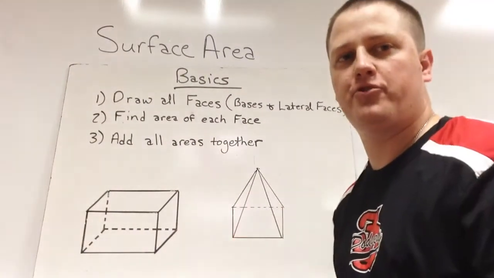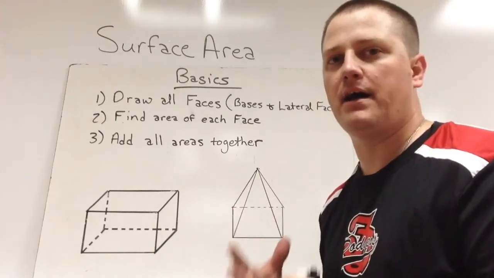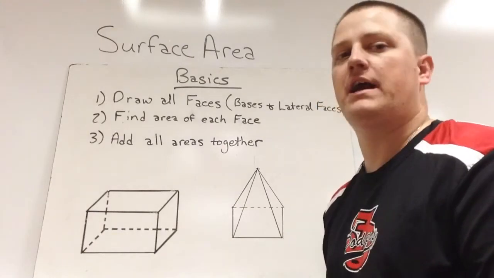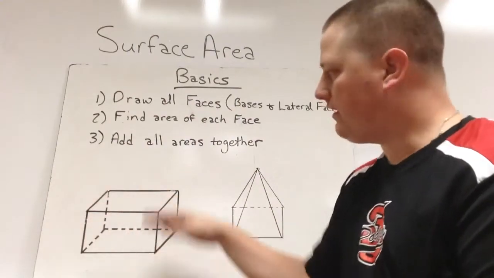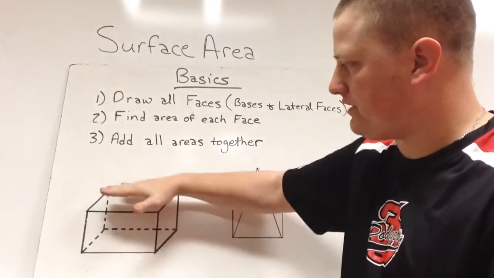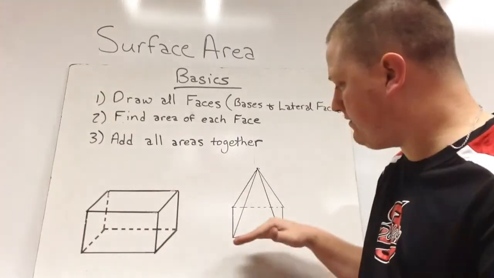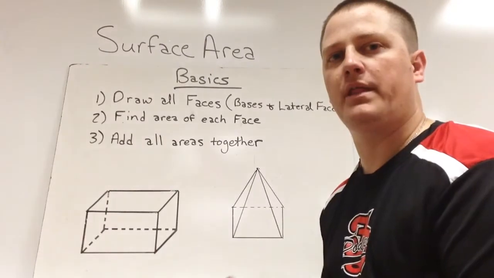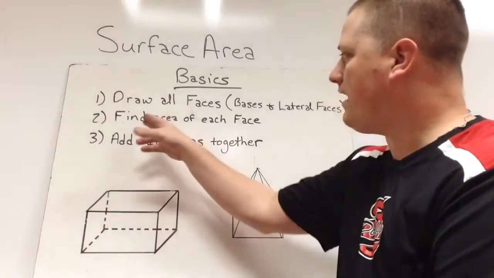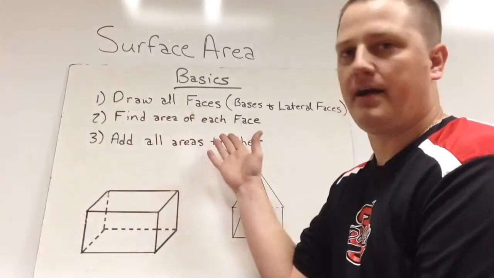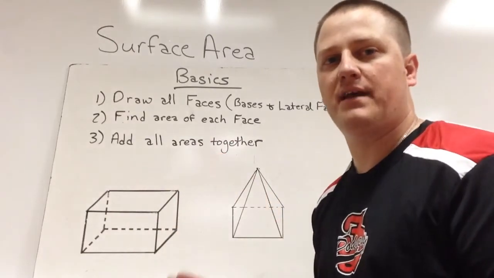So here I have two shapes. What we want to look at is the basic idea of surface area. Surface area is really just drawing all the faces. The faces are all the sides. The base of this shape would typically be the top and the bottom faces. Here this one has one base right at the bottom. We like to draw out all the shapes individually, label them, and find the area of each face. And then all we do is add them all together. That's our most basic idea here.